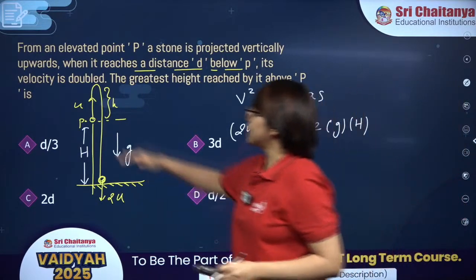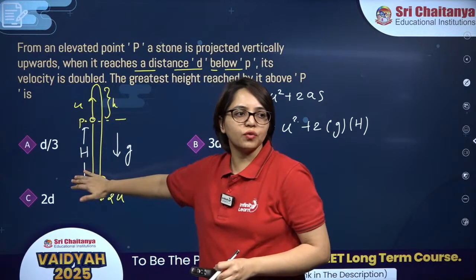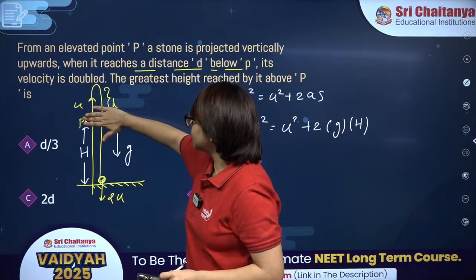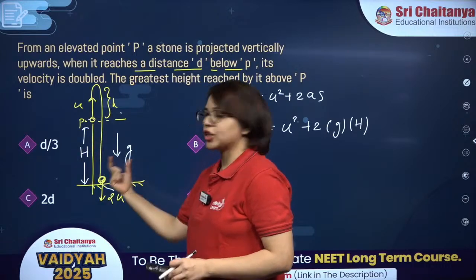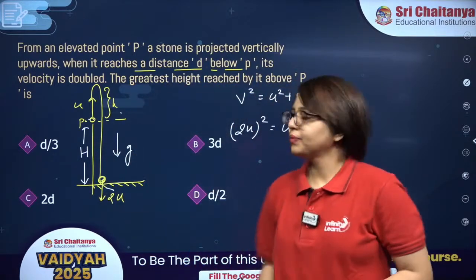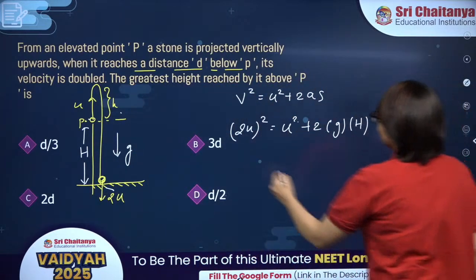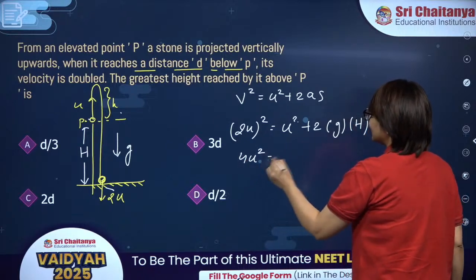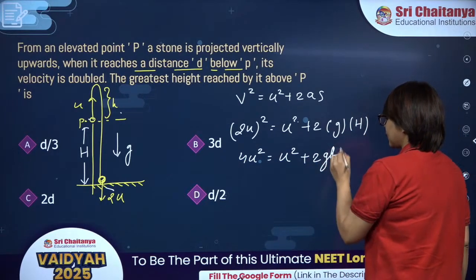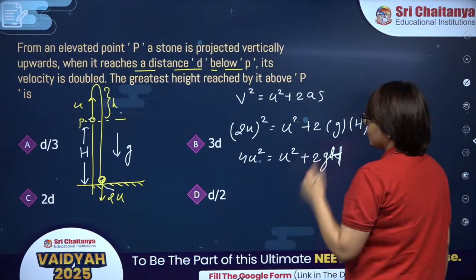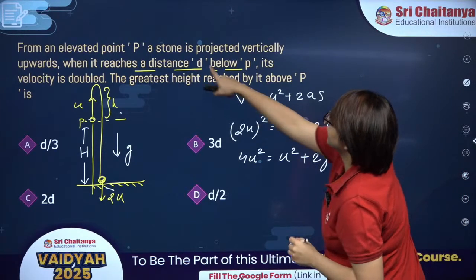The total displacement of the body will be h over here. We are starting from this point, we are ending here. So what is the total displacement? H in the direction of acceleration due to gravity. So we have 4u square is equal to u square plus 2gH, capital H. Fine. And capital H is given as d.